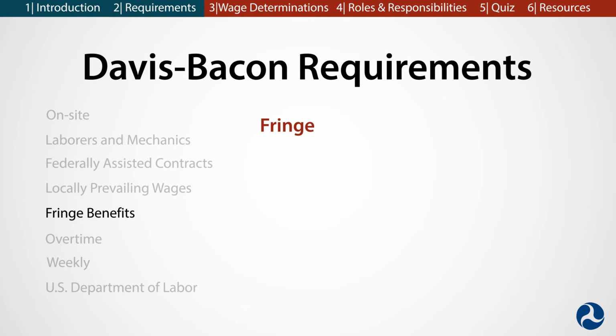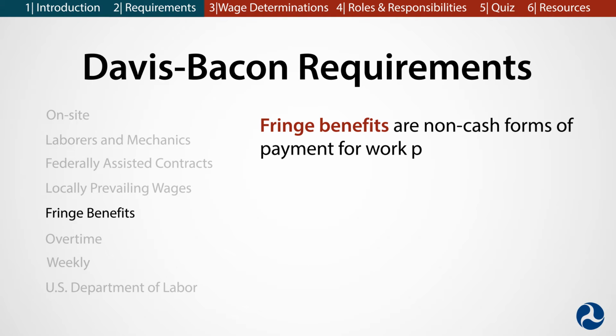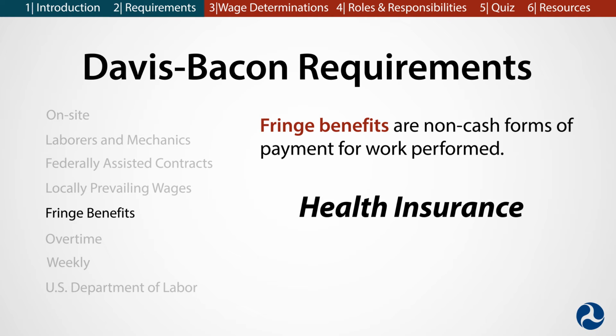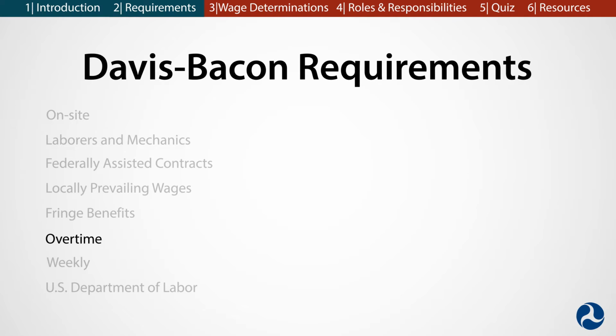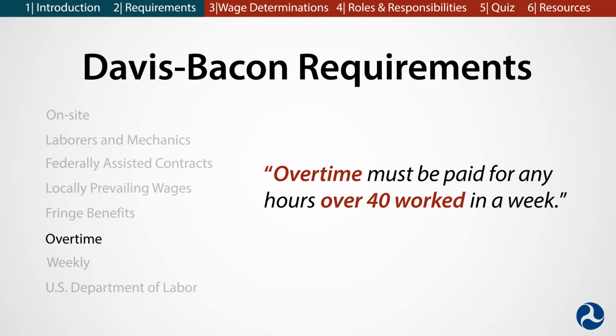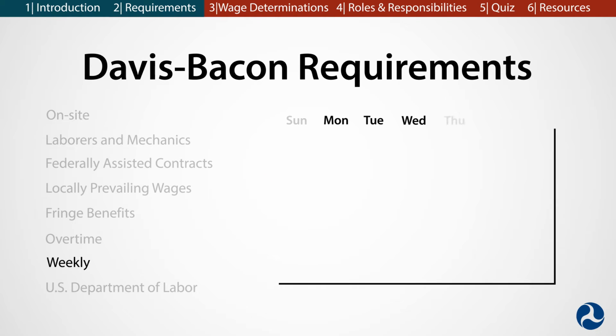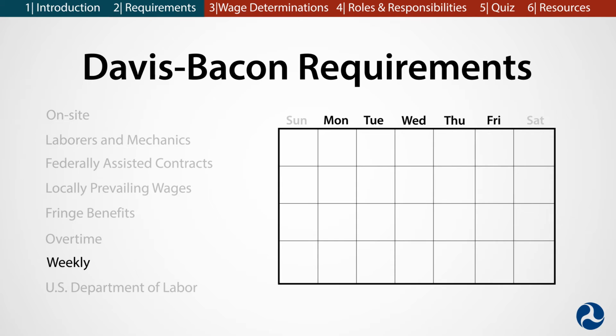Fringe benefits. Fringe benefits are non-cash forms of payment for work performed, such as life insurance, health insurance, and vacation, holiday, and sick leave. Fringe benefits are a component of the locally prevailing wage. Overtime. Laborers and mechanics working on DBA-covered projects must be paid overtime pay, which is time and a half, for any hours worked in addition to the 40-hour work week. Workers earn their fringe benefits for all hours worked, including overtime hours, at the rate in the wage determination. Weekly. Laborers and mechanics that work on DBA-covered projects must receive their pay and fringe benefits once per week.